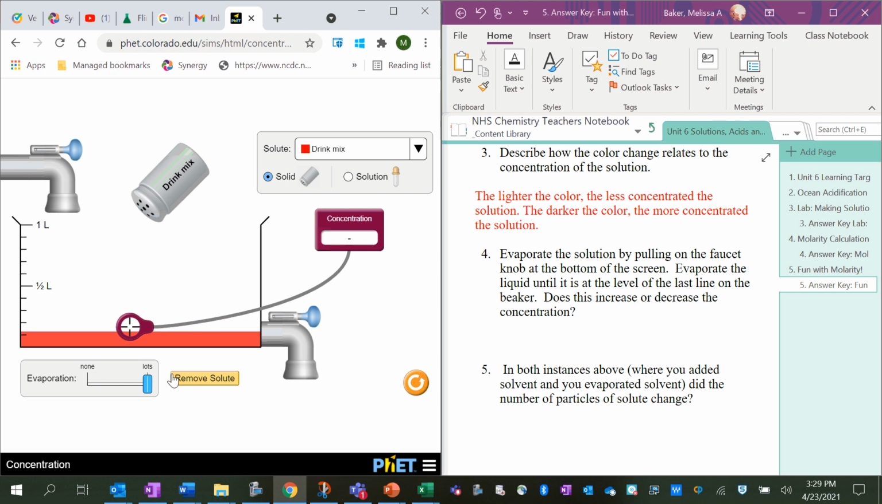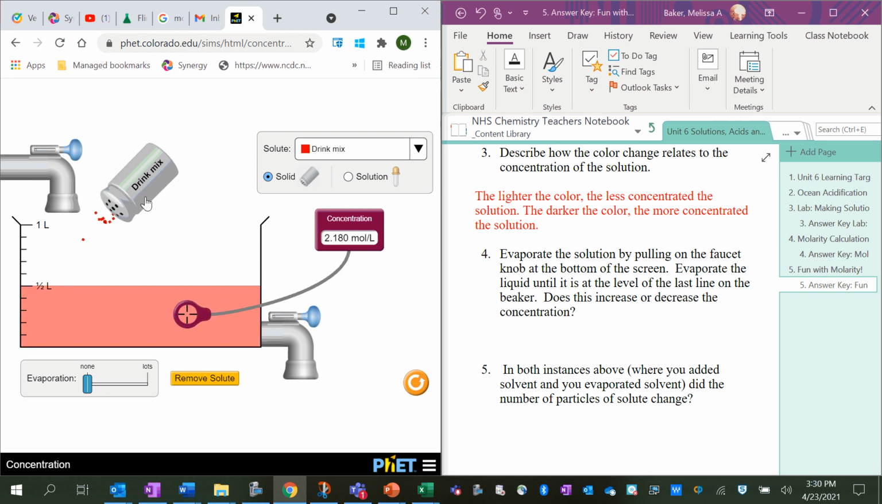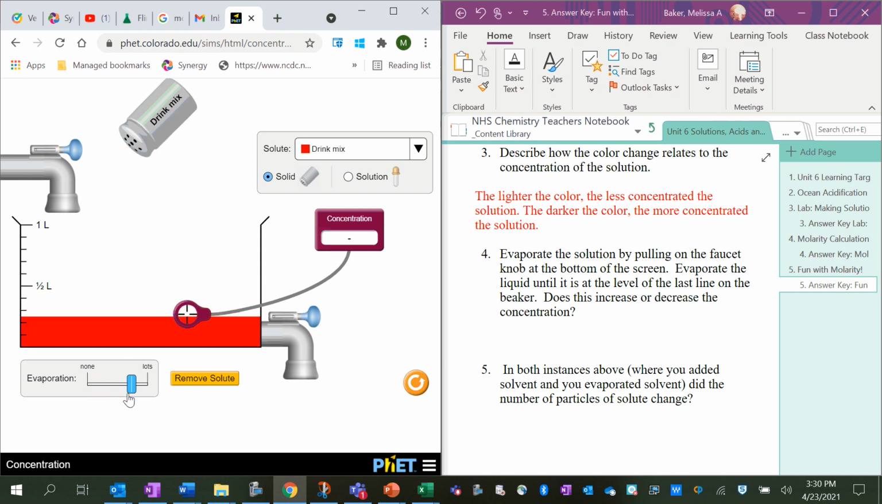Where am I supposed to evaporate? Oh, you're supposed to evaporate, not pull the faucet knob. So let's try this again. It was at about 2.5 or so. A little bit more. Okay, so if I evaporate the water, ooh, too much. It's really saturated now.